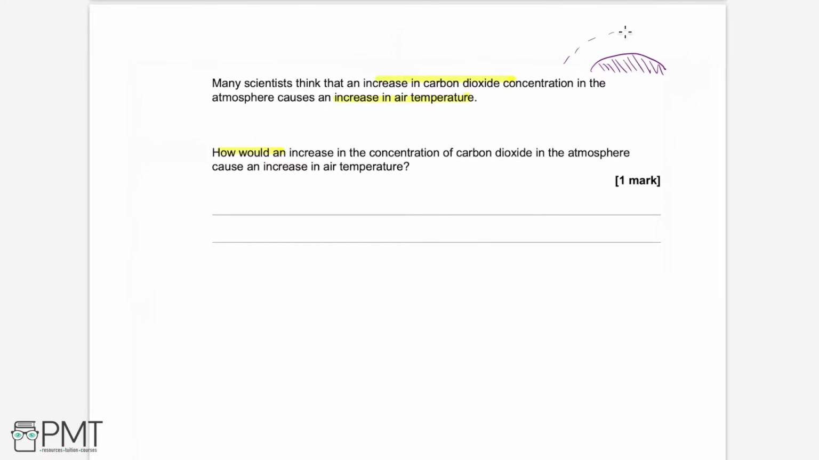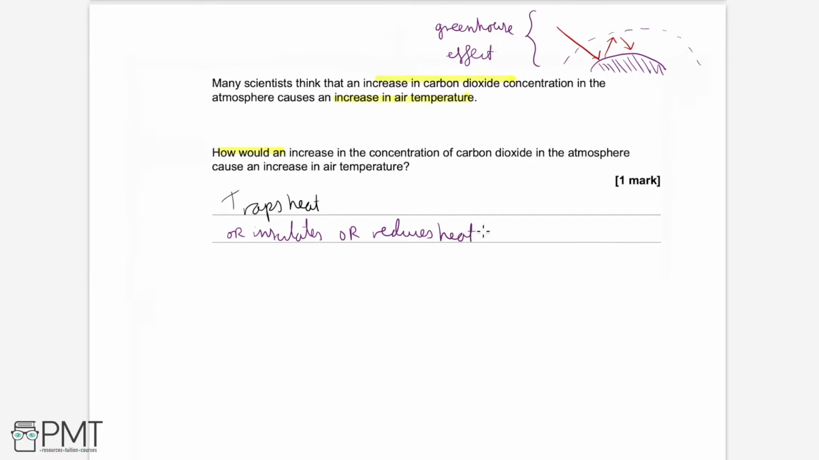This means that it allows shortwave radiation from the sun to pass through. However, the longwave radiation that is emitted by the Earth is reflected back. Thus, it acts like a greenhouse, increasing the temperature of the atmosphere, since less heat is lost. For 1 mark, we need only 1 point, so we'll say traps heat. Alternatively, you could say insulates or reduces heat loss.